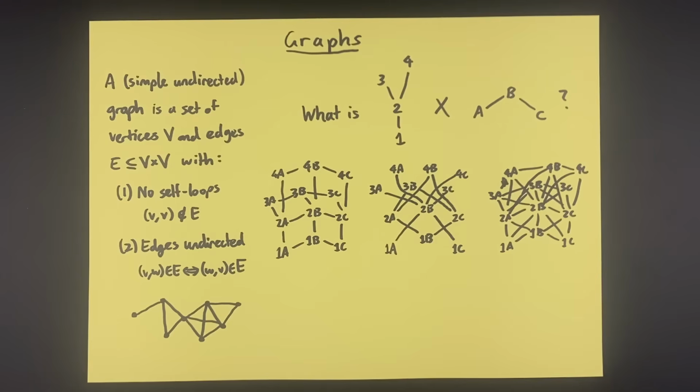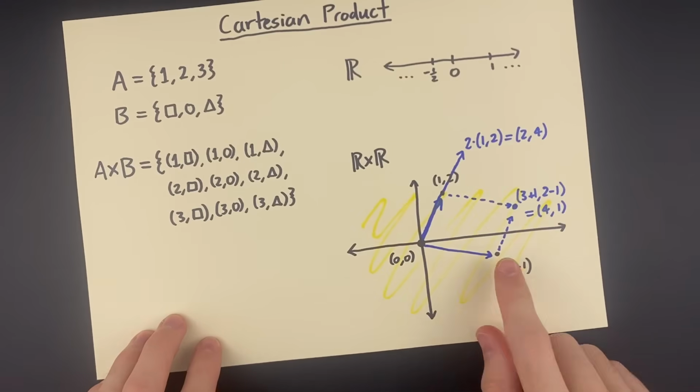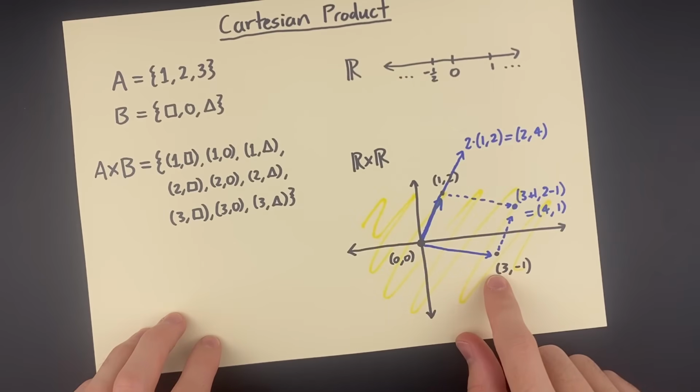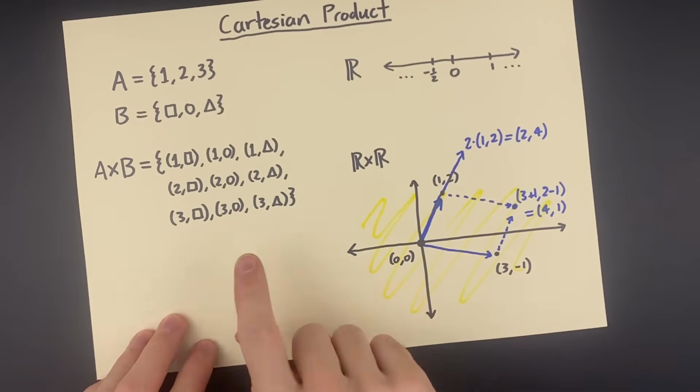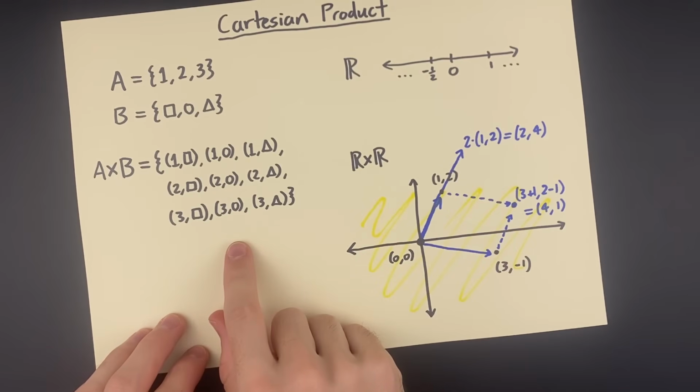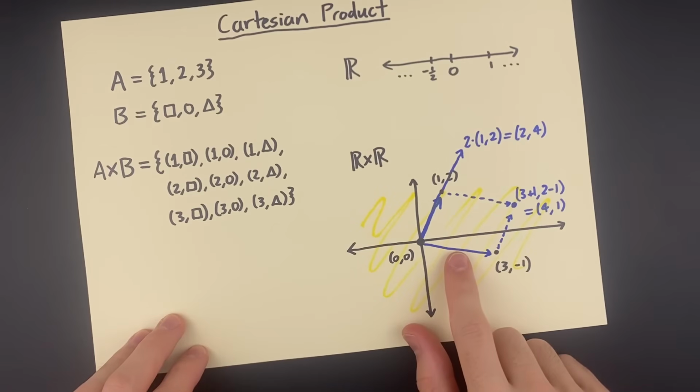Okay, maybe taking a product of graphs isn't quite so obvious. But actually, this raises a question with the previous examples. When we took the product of the real numbers with itself, I claimed that the result had addition and scaling operations making it a vector space. But the Cartesian product only cares about the underlying sets. It doesn't give us those operations.